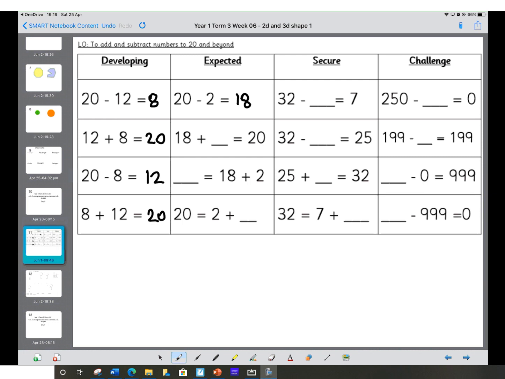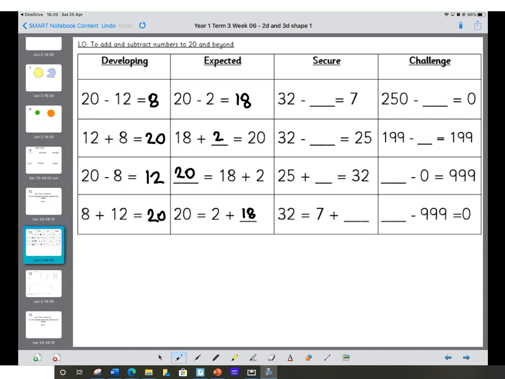And now, what do you need to add to 18 to get to 20? That's right, that's 2. 18 plus 2 makes 20. And then 20 equals 2 plus something. Well, the missing number there is 18, and if you check it on your beads you'll find that's the correct answer. Okay, now these are trickier. You're going to need to be using number squares for these.